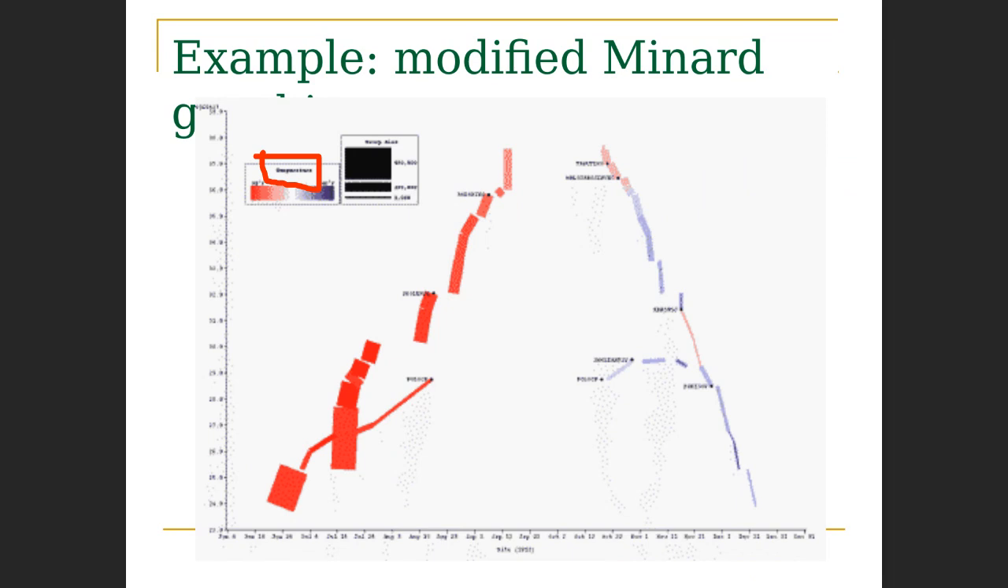So the temperature is red on that side and blue on the other, blue on the positive and red on the negative. And this is Celsius. And here is the story.